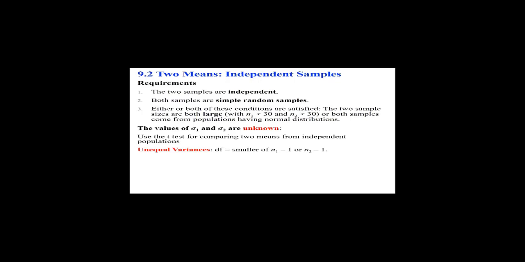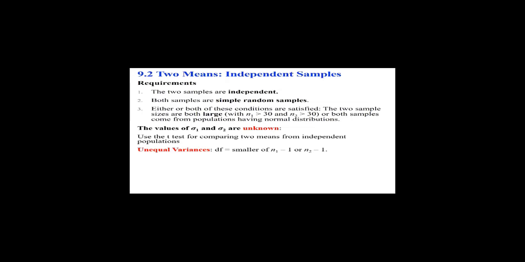How do you find the degrees of freedom? The degrees of freedom that we find, here's an easy way out: the smaller of the two. One of them is N1 minus 1, one of them is N2 minus 1. This is in the case of unequal variances. You cannot assume the variance for one is identical to the variance of the other. We will look at that case also.